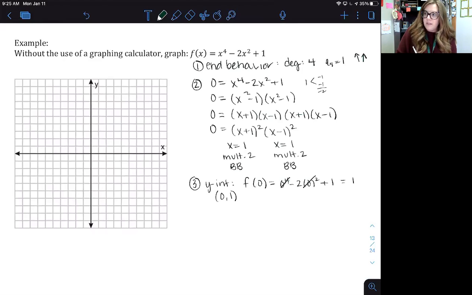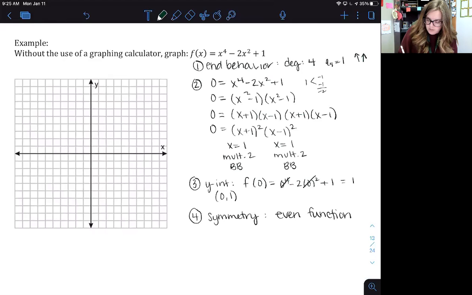And then lastly, we can look at our symmetry. Here we can say that we have an even function. The reason why is if you look at your exponents, all of them are even. So that means that this is symmetric across the y-axis. All right, so I'm going to go ahead and plot what we know. We know we have an x-intercept at -1 and +1. And we have a y-intercept at 1.